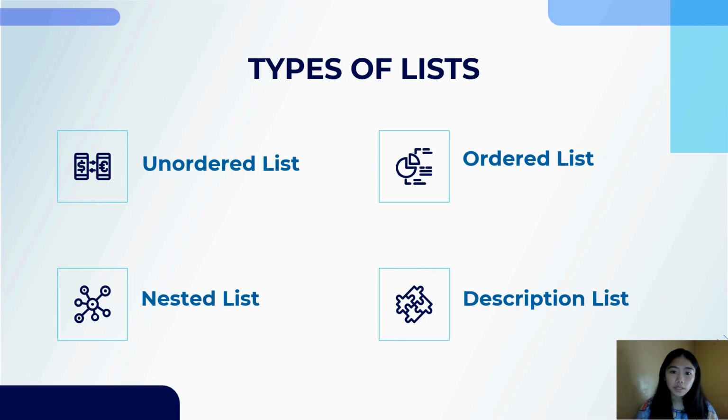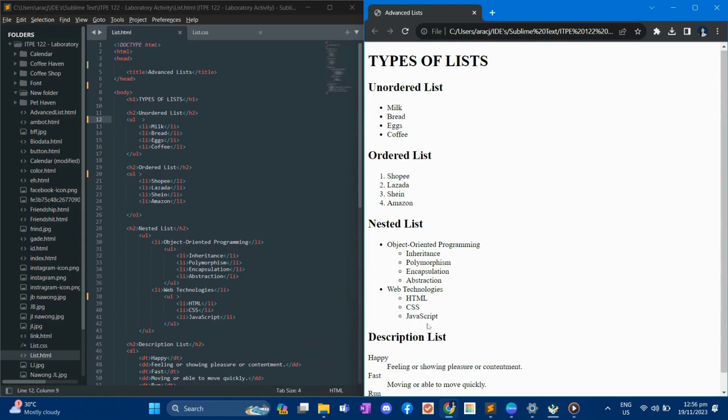There are four types of list: the unordered list, the ordered list, the nested list, and the description list. We will expound and discuss further through demonstration. I am going to demonstrate the advanced list.